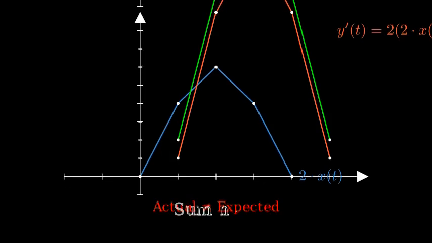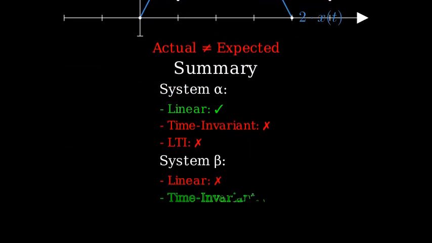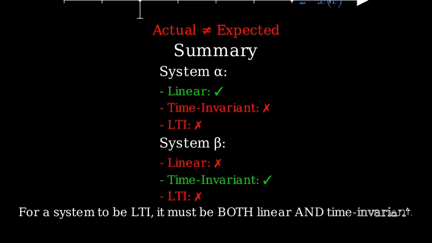In summary, we've analyzed two systems. System alpha, which is linear but not time invariant, and thus not an LTI system. System beta, which is time invariant but not linear, and thus also not an LTI system. Remember, for a system to be LTI, it must satisfy both linearity and time invariance. If it fails either test, it is not an LTI system.